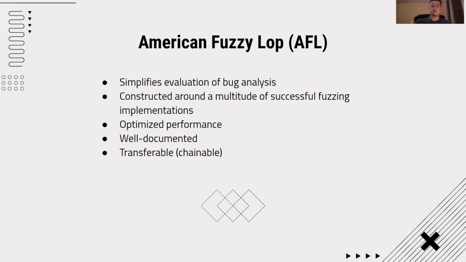Next, AFL was built with various successful fuzzing strategies in mind, and as the creators of the software mentioned, it has street smarts. It also has optimized performance. There's a relatively speedy time of compilation and execution of a program with AFL.